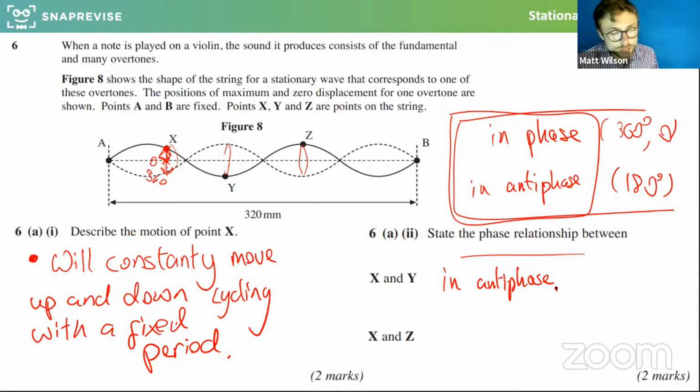Okay. Whereas X and Z are both at the top of their oscillation. Z is higher than X, but the point is they're both at the top of their oscillation. Therefore, X and Z are in phase. They're at the same point of their oscillation. That is the top bit.